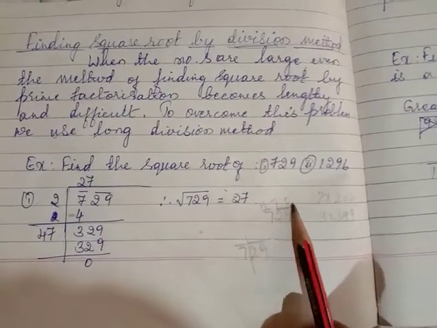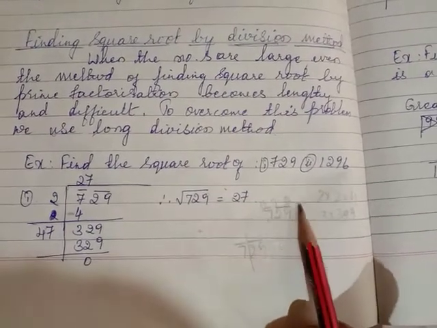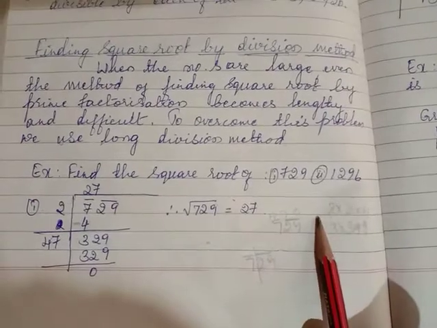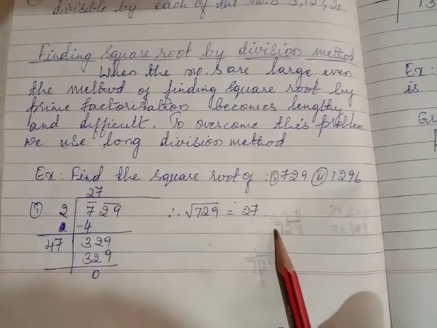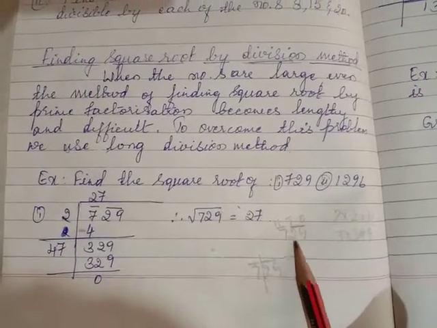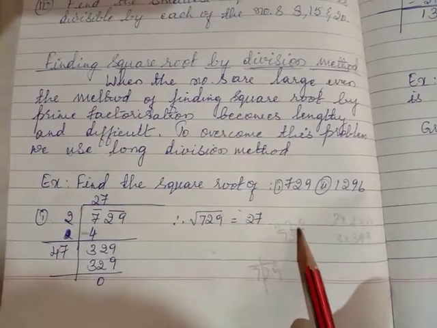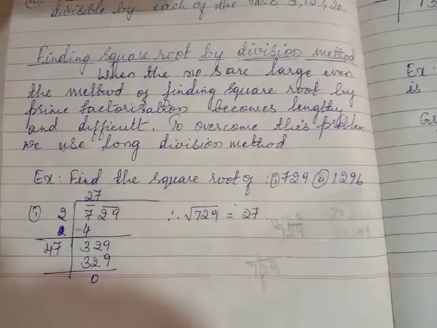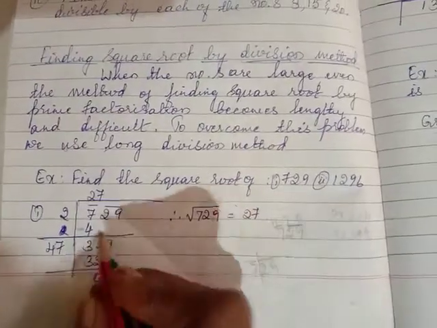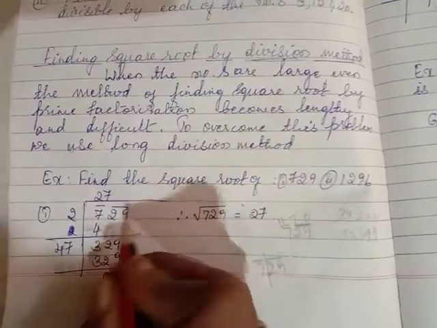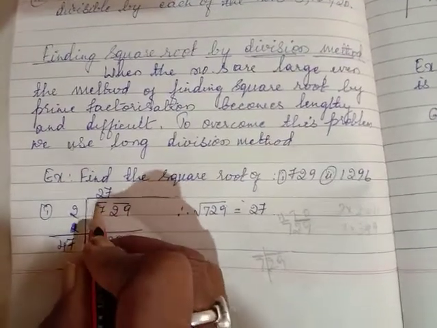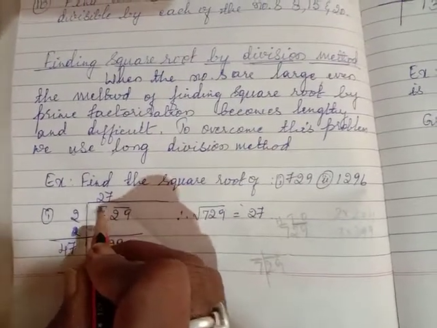From the right we take ones, tens and hundreds. So ones and tens is 29, and we have to make that one group. Upon that 29 we write one bar. Then the next digit, only one is there, so one bar you have to put.